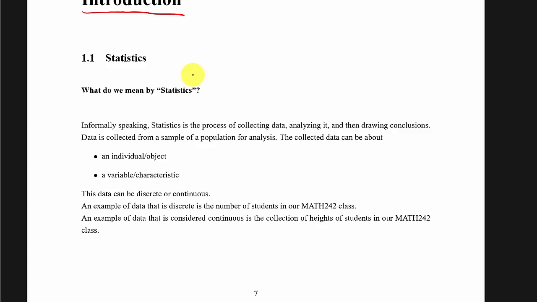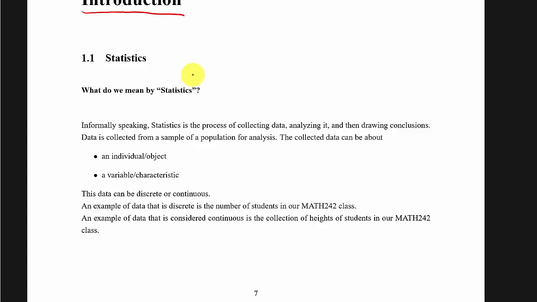All right, so it says, what do we mean by statistics? Informally speaking, statistics is the process of collecting data, analyzing it, and then drawing conclusions. Data is collected from a sample of a population for analysis. The collected data can be about an individual object, a variable, characteristic. The data can be discrete or continuous.